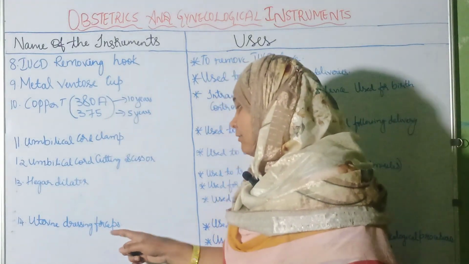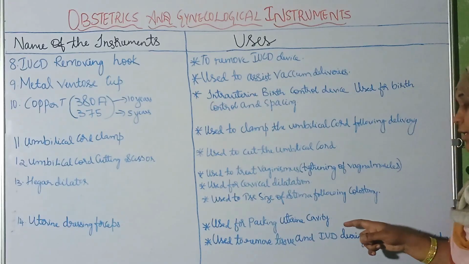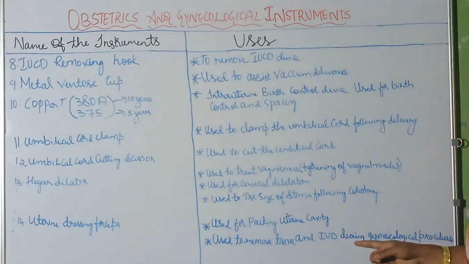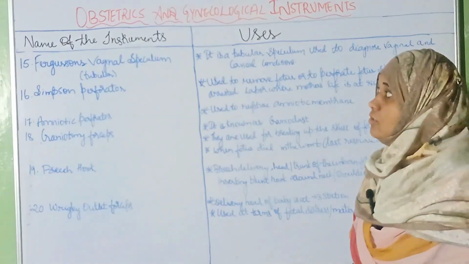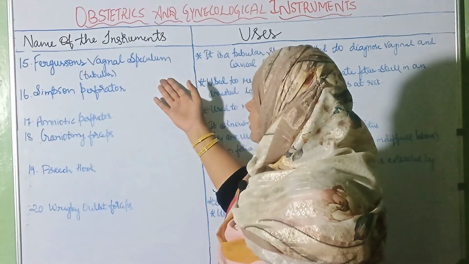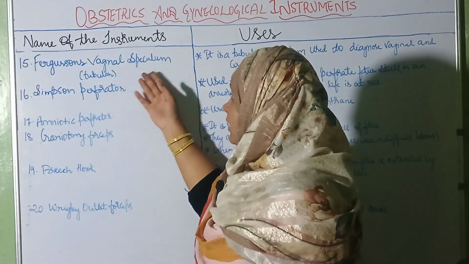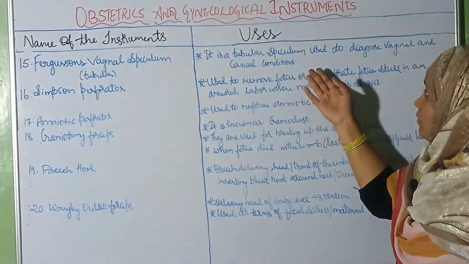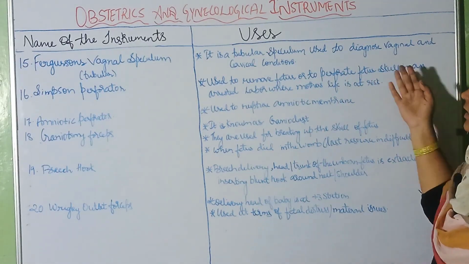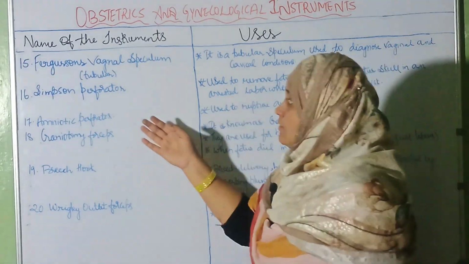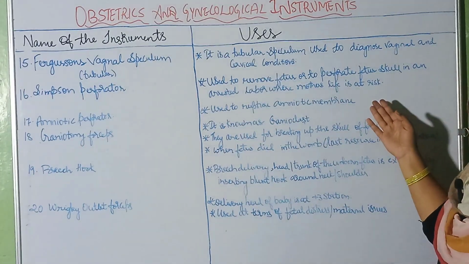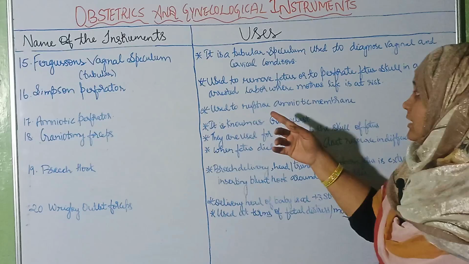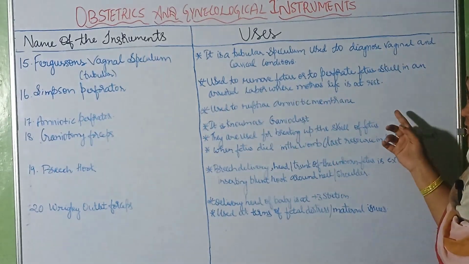Next is the uterine dressing forceps. It is used for packing the uterine cavity, and it is used to remove tissues and for IUD retrieval during gynecological procedures. So next is the Ferguson's vaginal speculum. It is tubular in shape. It is a tubular speculum used to diagnose vaginal and cervical conditions. Next is the Simpson perforator. It is used to perforate the fetal skull in an arrested labor where the mother's life is at risk.